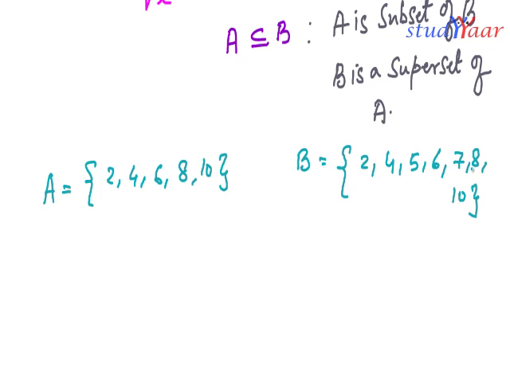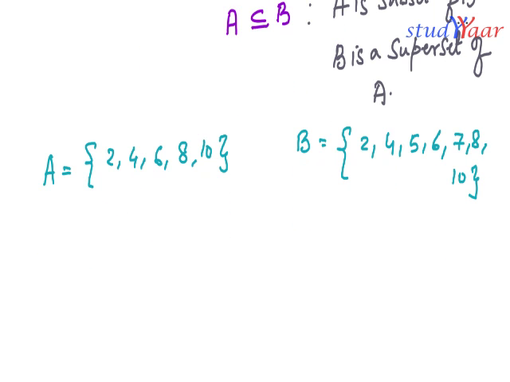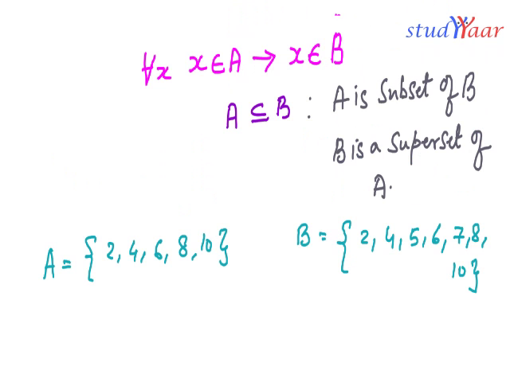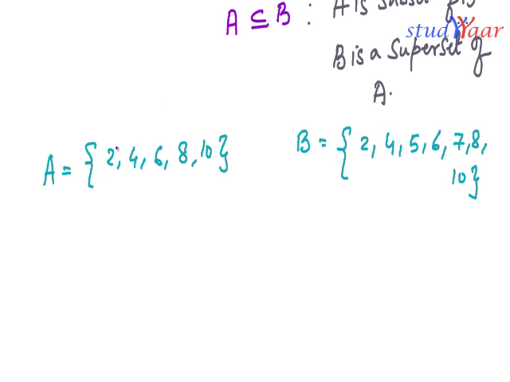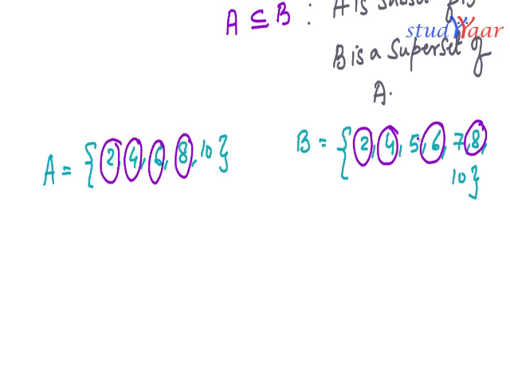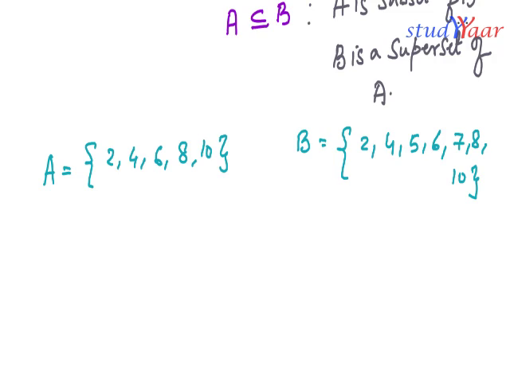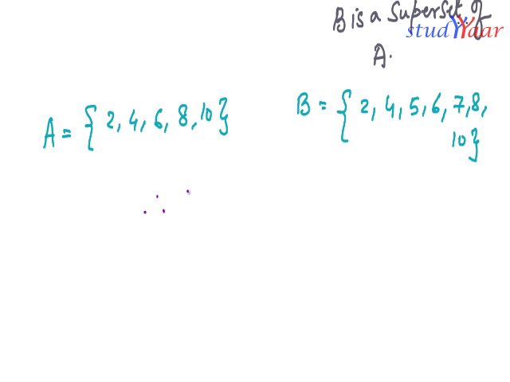Now what you can see over here is that the elements of A are contained in the set B. You have 2 over here, you have 2 over here as well, you have 4, you have 4 over here as well, 6 over here as well, an 8, a 10. So all the elements of A are present in B, therefore I can say that A is a subset of B, or B is a superset of A.